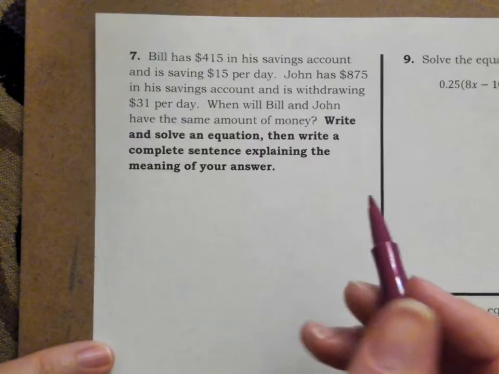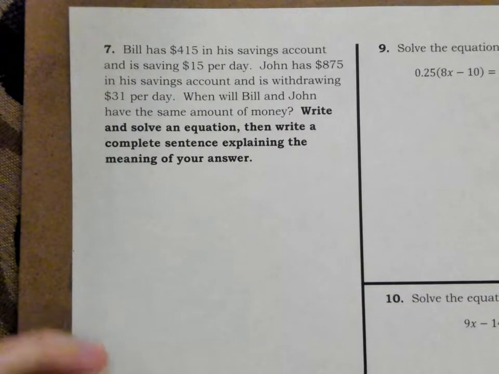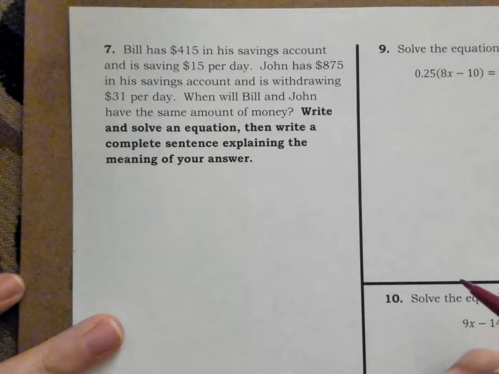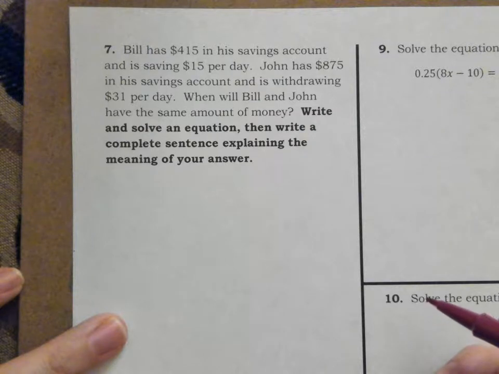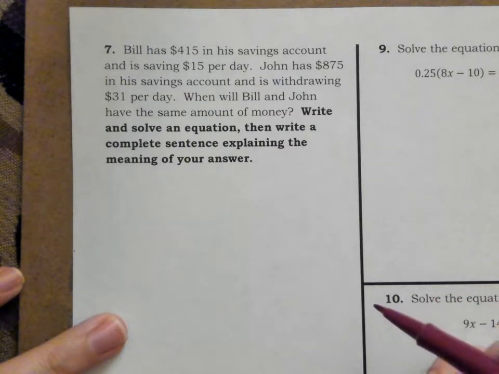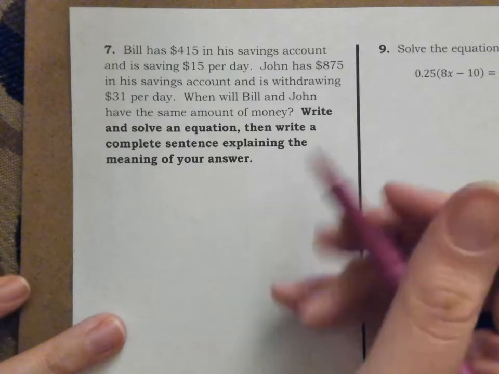Number 7. Bill has $415 in his savings account and is saving $15 per day. John has $875 in his savings account and is withdrawing $31 per day. When will Bill and John have the same amount of money? Write and solve an equation, then write a complete sentence explaining the meaning of the answer.